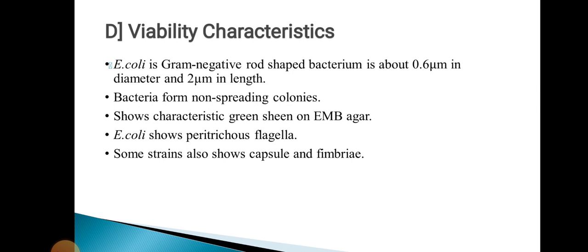Next one is the viability characteristics of E. coli. E. coli is a gram-negative rod-shaped bacterium, about 0.6 micrometer in diameter and 2 micrometers in length. Bacteria from the non-swarming colonies show a characteristic green sheen on EMB agar. E. coli shows peritrichous flagella. Some strains also show a capsule and fimbriae.